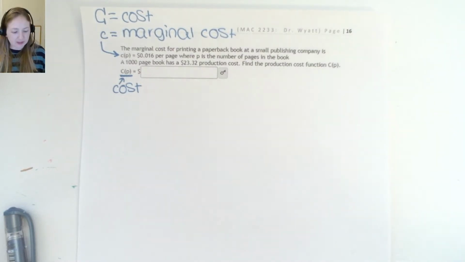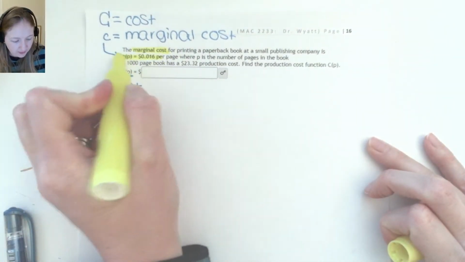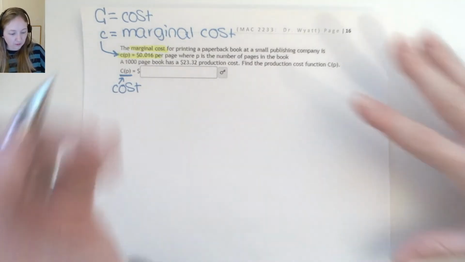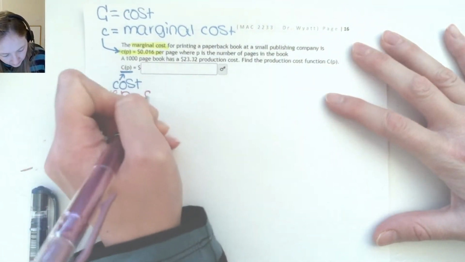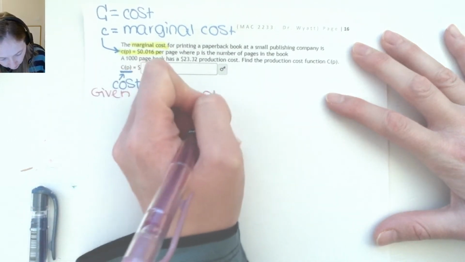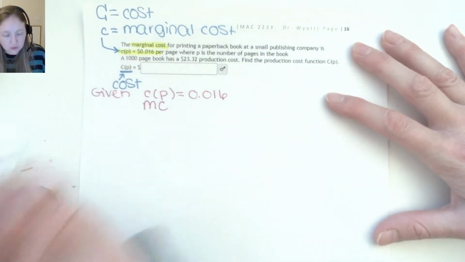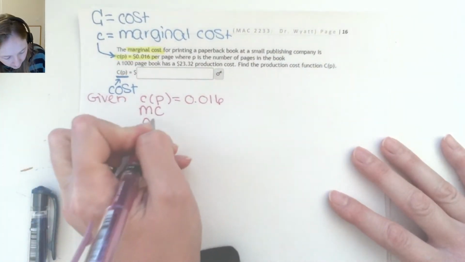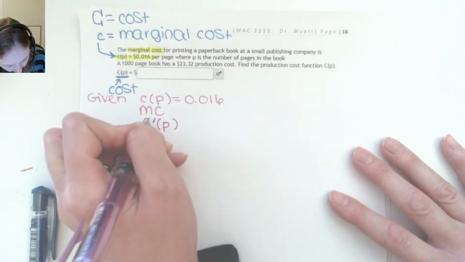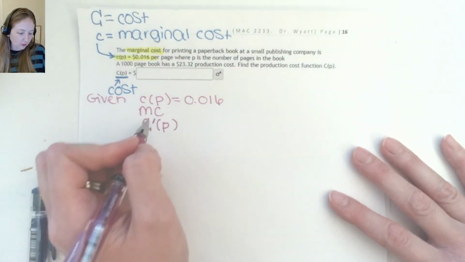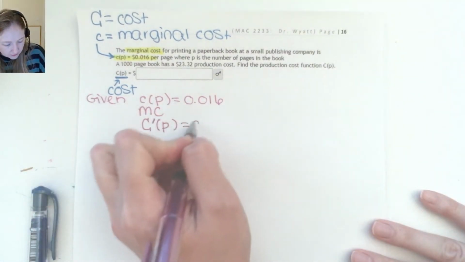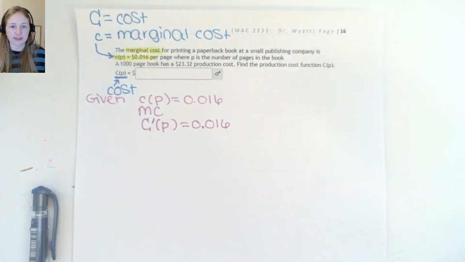So you read through it and they basically tell us that the marginal cost is given by the c of P function, which is 0.016 per page. Now, what we need to remember in terms of our given information is that if they're telling us c of P is equal to 0.016, and that's the marginal cost, remember that the marginal cost is the same thing as the derivative of that cost function. I'm using a little line here on the capital C. So that's the derivative of the cost function, and that's 0.016.